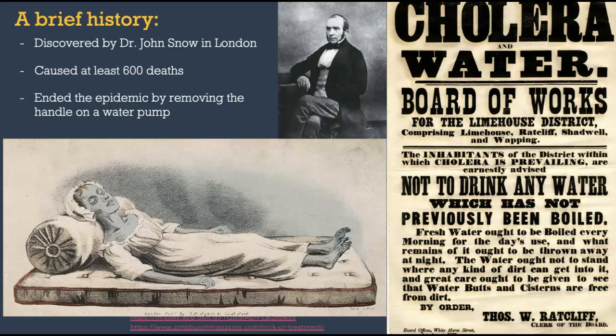In 1854, cholera struck the city of London. Over 600 people died in 2 weeks. Dr. John Snow is often credited for the discovery and ending the epidemic that occurred, and he did this by removing a contaminated handle from the Broad Street pump.